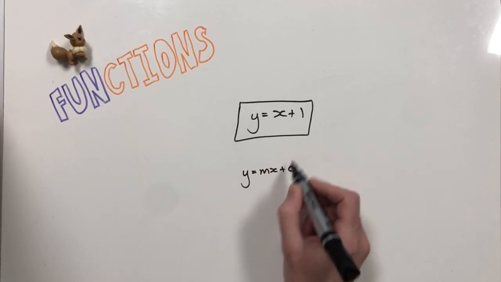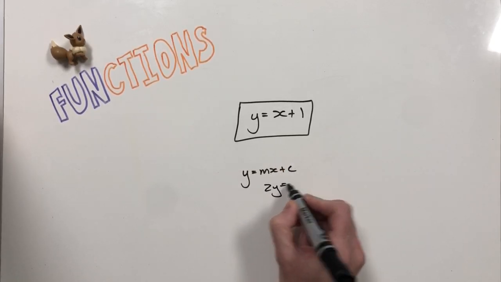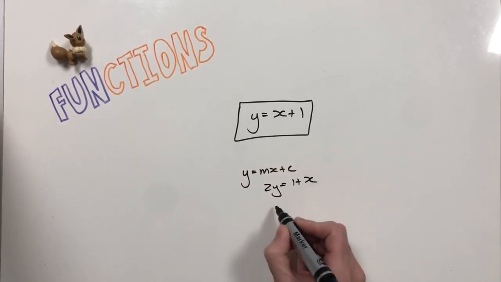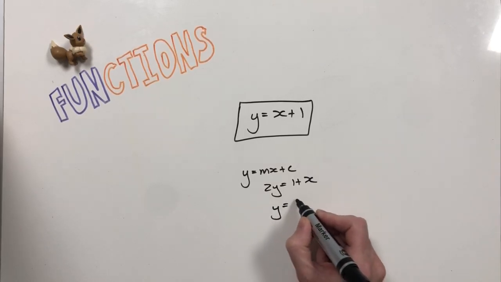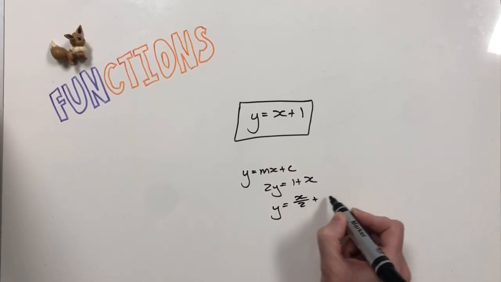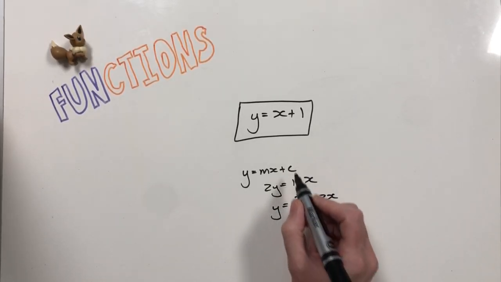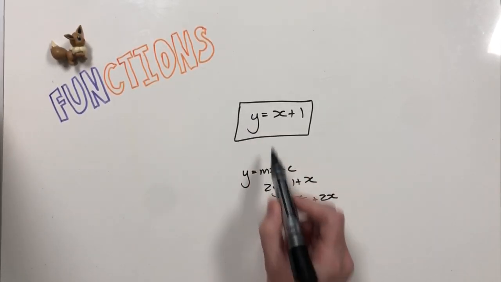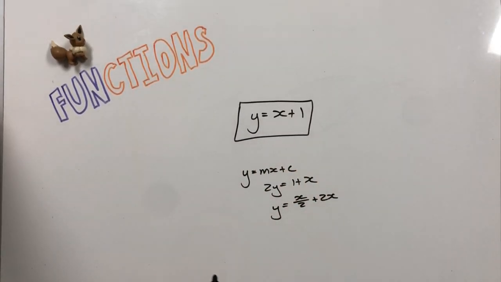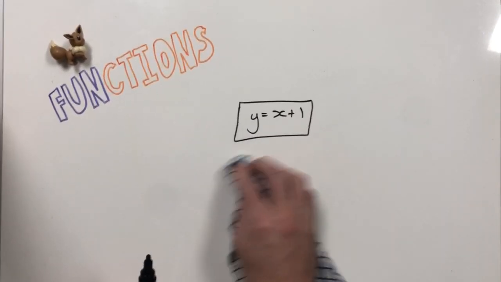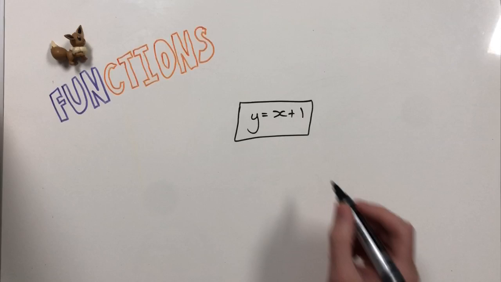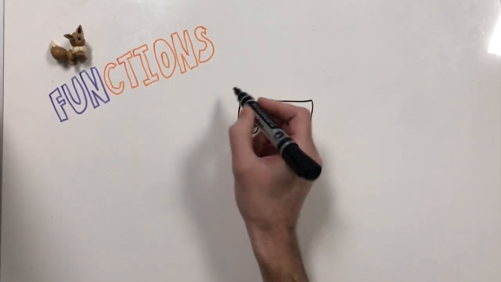This is the standard form we usually have it in. This is not standard form. For example, if I had 2y is 1 plus x, or y is x over 2 plus 2x, something like that would not be standard form. Standard form has the y alone on one side, and the x on the other side, adding something else. Okay, so really basic.